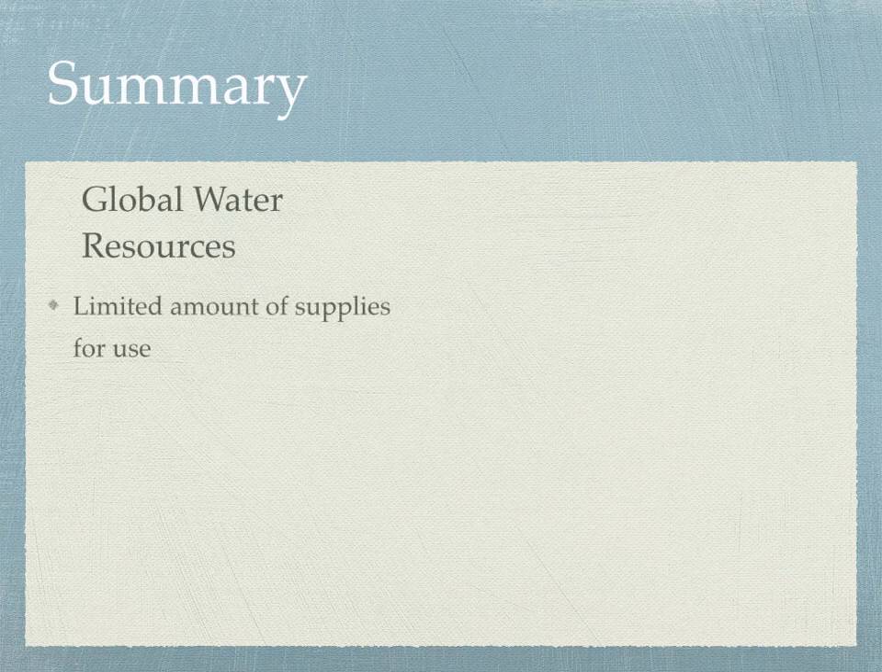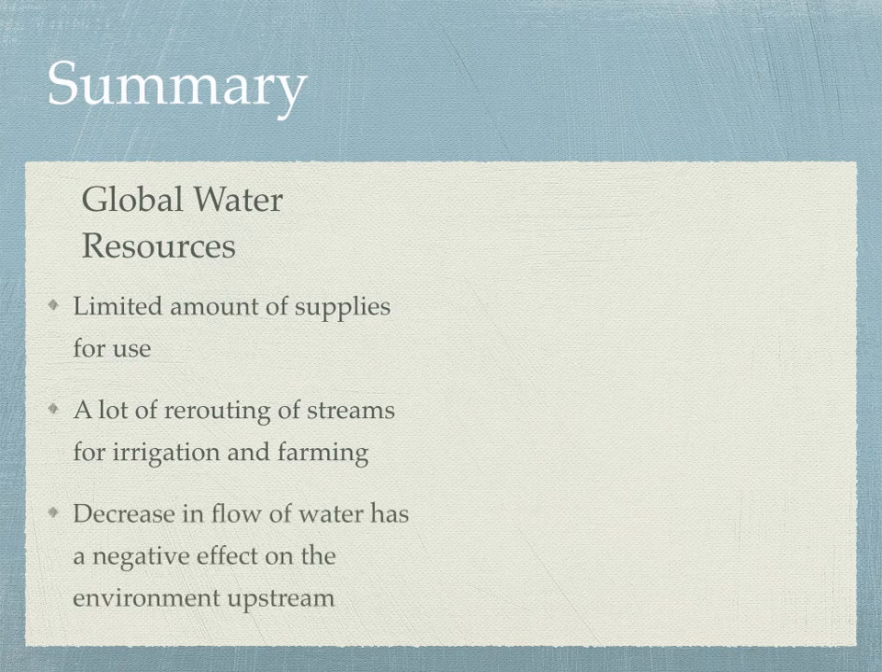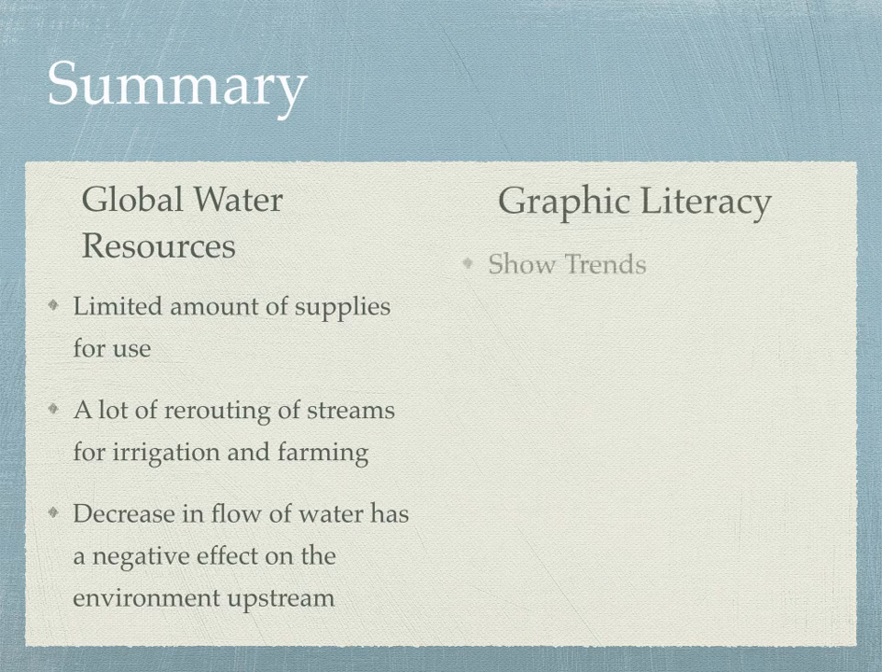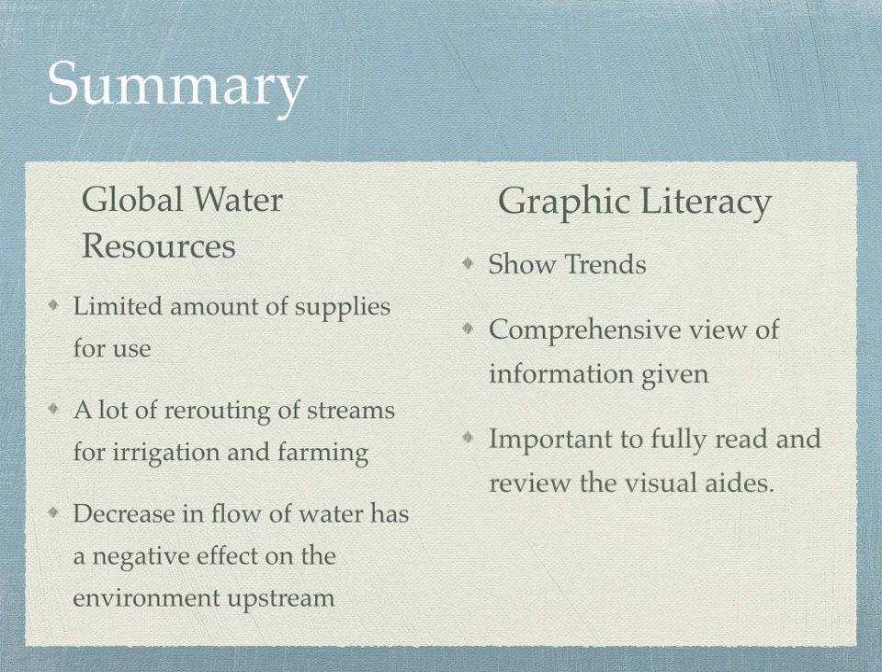So in summary, we would like to discuss there is a limited amount of water able to be used for resources. There's a lot of rerouting of streams for irrigation and farming, and this can cause a negative effect on the environment upstream. As we went through our charts, we were able to see a graphic trend of increase in water usage. It is always very important to fully understand, read, and review the visual aids to give you a fully well-rounded understanding of the issue.